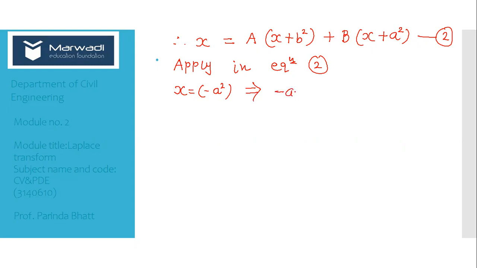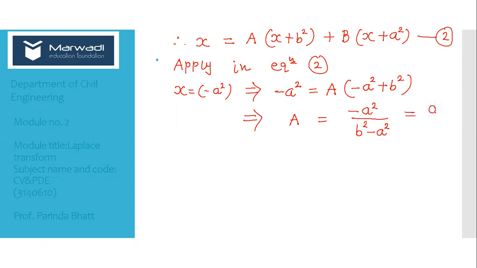Times minus a square, minus a square plus b square. Therefore, a equals minus a square divided by b square minus a square. Minus taken common, therefore a square divided by a square minus b square. Okay. So finally, the value of a we are getting.